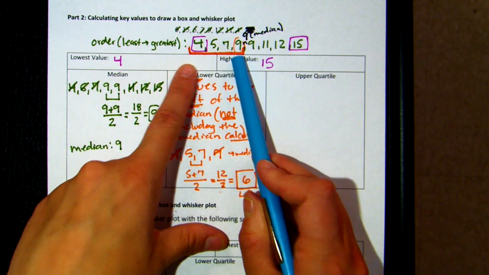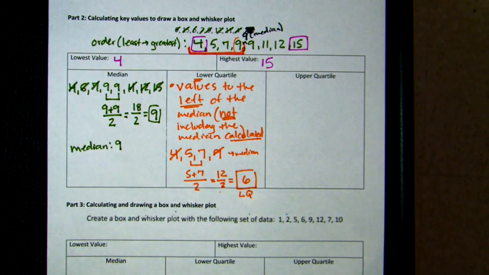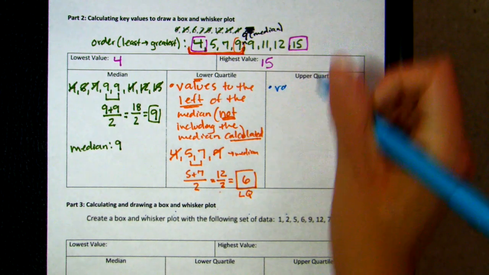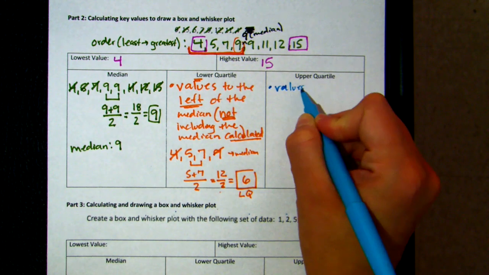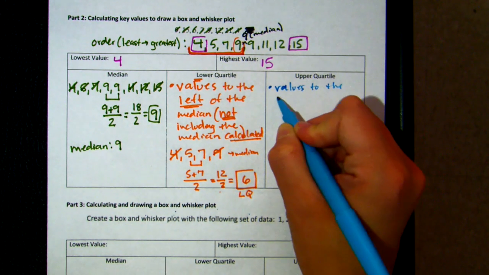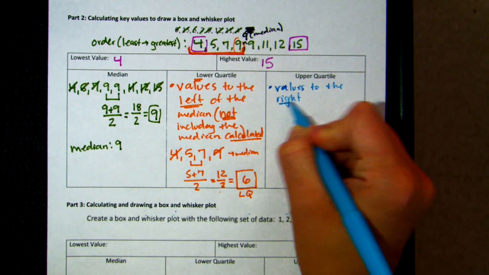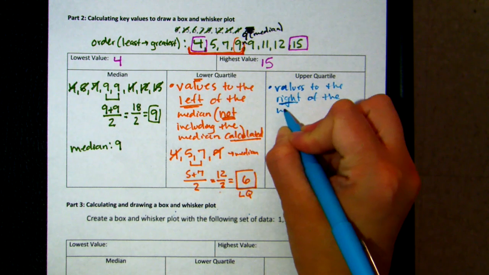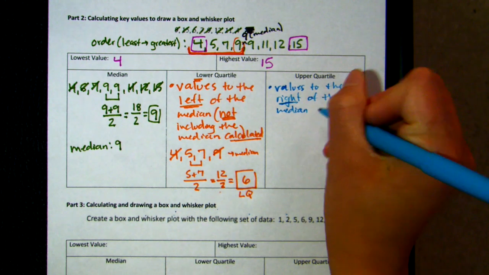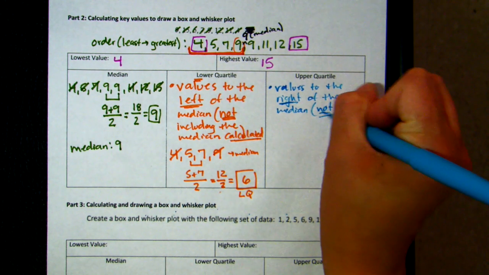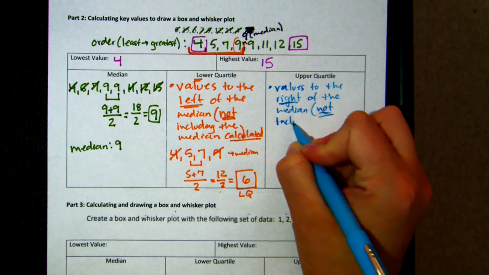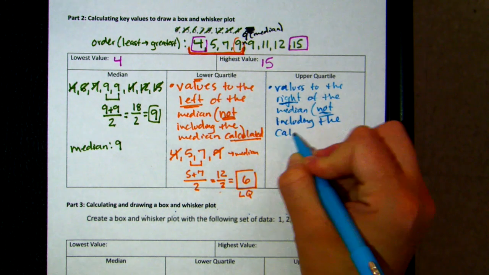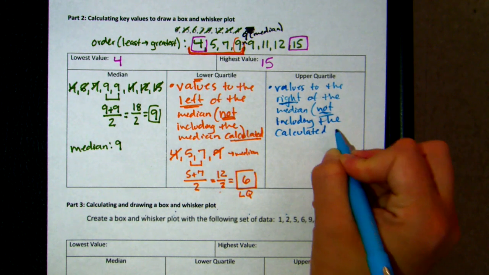Well, if lower quartile are values to the left of the median, then our upper quartile must be values to the right of the median, not including the calculated median.